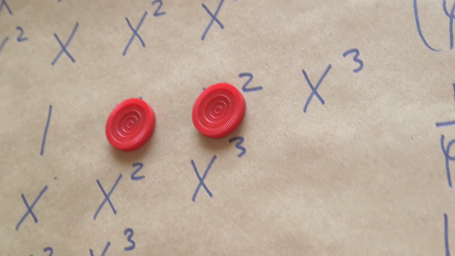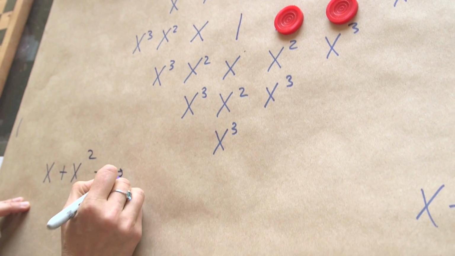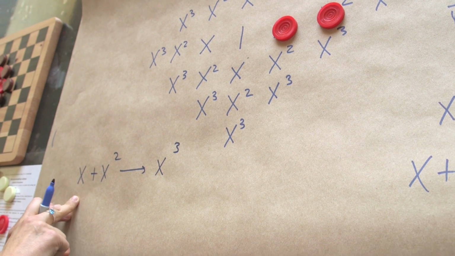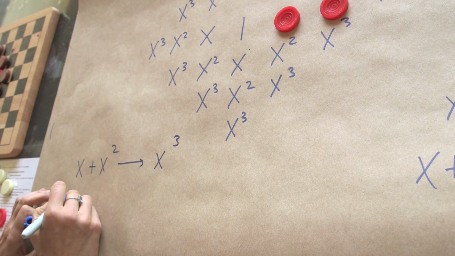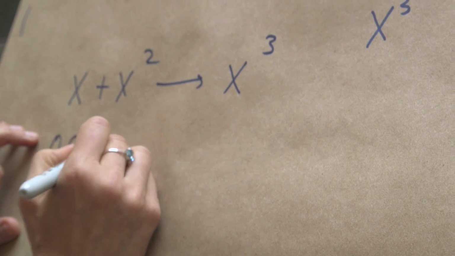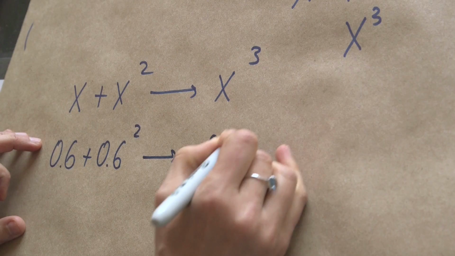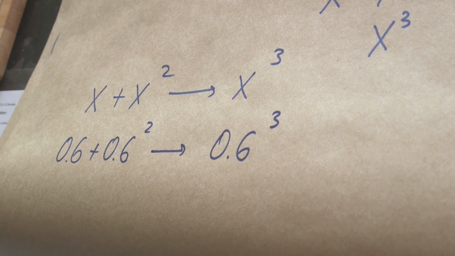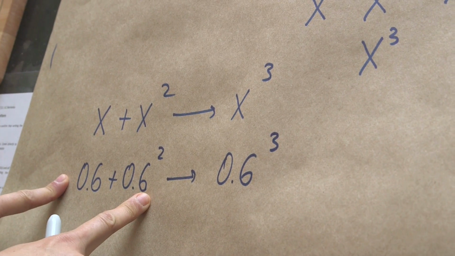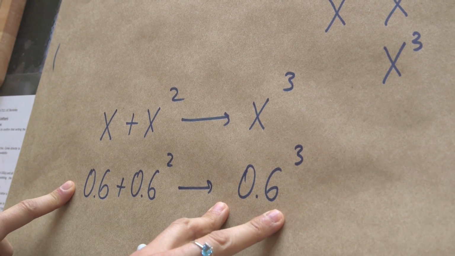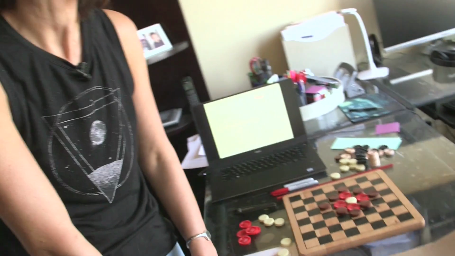If I had originally put my checkers on x and x squared, and then I replaced this by x cubed, let us plug in 0.6 for x. That's a good approximation. So I will have 0.6 plus 0.6 squared being replaced by 0.6 cubed. Well, which one is larger? Definitely the left-hand side, because it contains larger numbers than this very small one. So it's decreasing. Yes, it is decreasing.